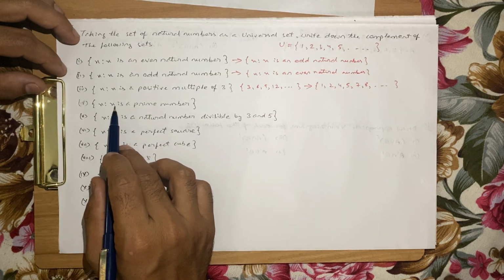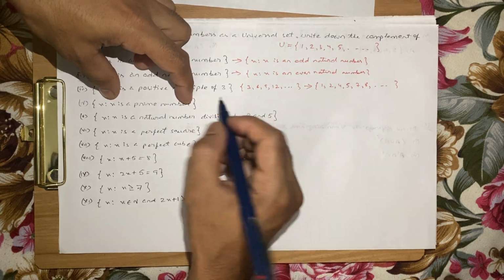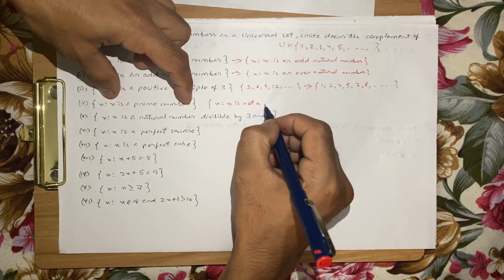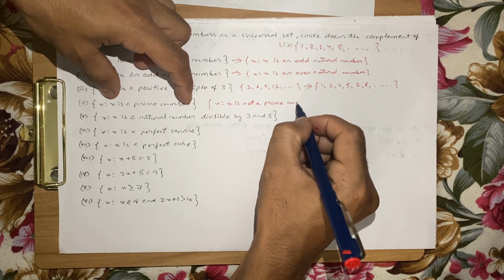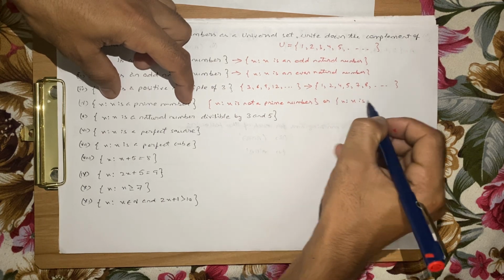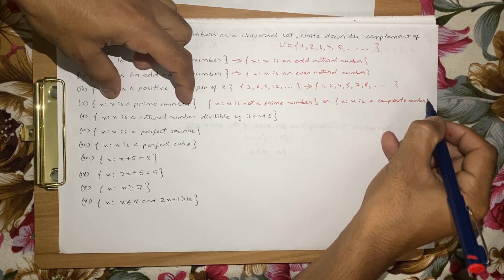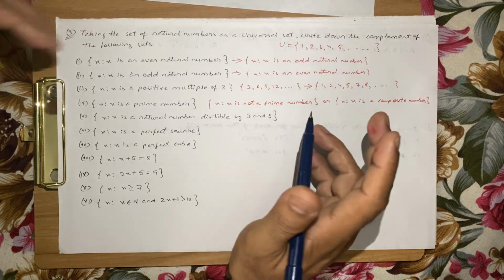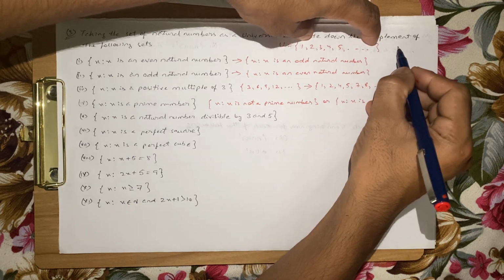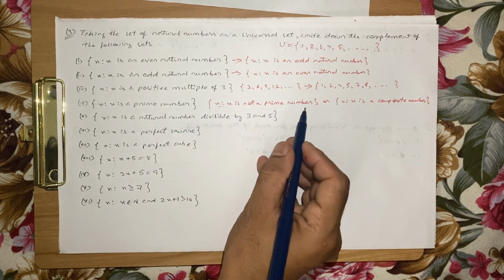Now here it says x such that x is a prime number. So this is a collection, or set, of all the prime numbers. So what will be the complement? X such that x is not a prime number, or you can say x such that x is a composite number. All the numbers present in the universal set will be divided into two types: one is the composite numbers and one is the prime numbers. Now you can write either this one or this one, both are correct.